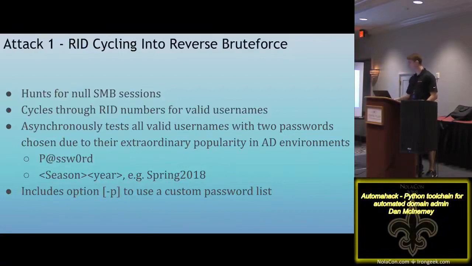The way it finds usernames to brute force is, A, it looks for null sessions, null SMB sessions, and B, if you give it a domain name, it'll go out to that domain name, scrape email addresses, and then use the first half of the email address as the username, because that's pretty common in corporate environments. So RID cycling is pretty cool. It hunts for null sessions, first of all.